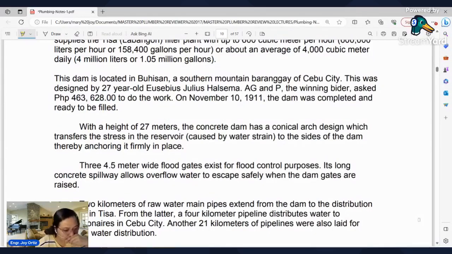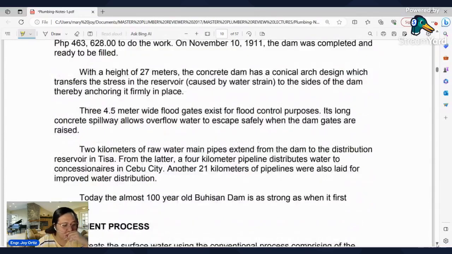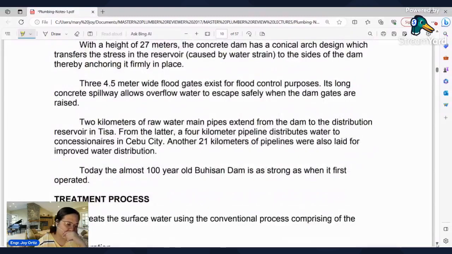Four and a half meter wide floodgates exist for flood control purposes. Its long, complete spillways allow overflow water to escape safely from the dam gates. And 2 kilometers of raw water mains extend from the dam to the distribution reservoir in Tisa. The latter, a 4-kilometer pipeline, distributes water to concessionaires in Cebu City, and another 21 kilometers of pipelines were also laid for improved water distribution. Today, the almost 100-year-old Buhisan Dam is still strong. As you can see, guys, it shows the amount, the height, and the width, just as a reference.